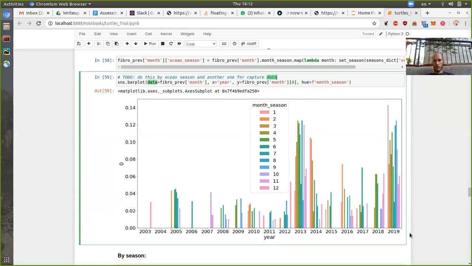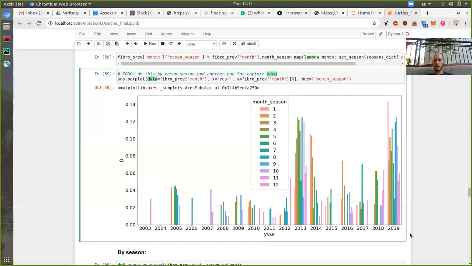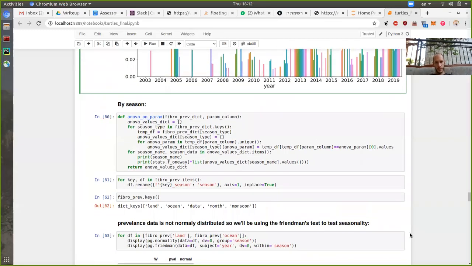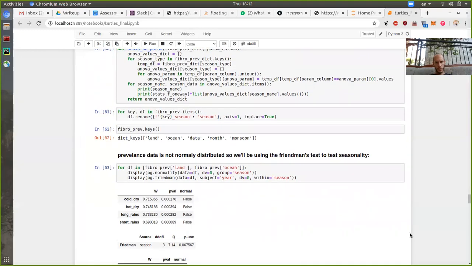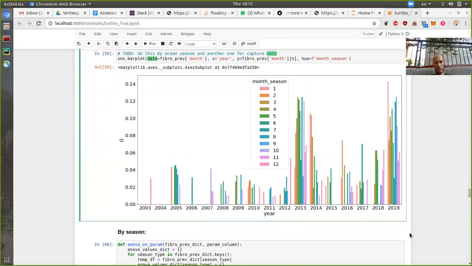Cool. Yeah, that's good. It paints a very clear picture. And maybe you want to also specify in that graph which colors you're going to use for the seasons. Yeah.